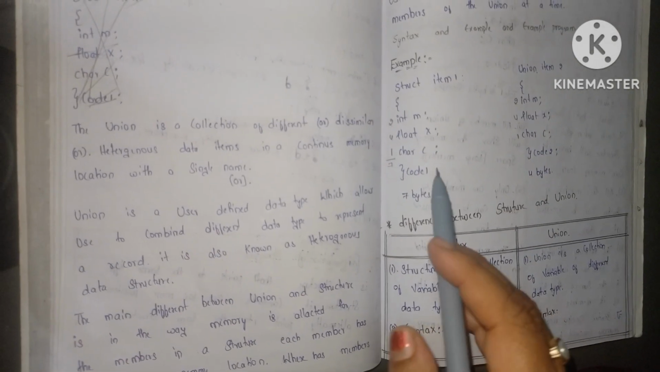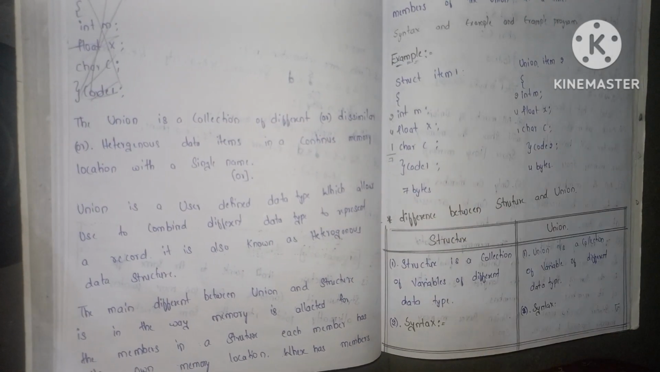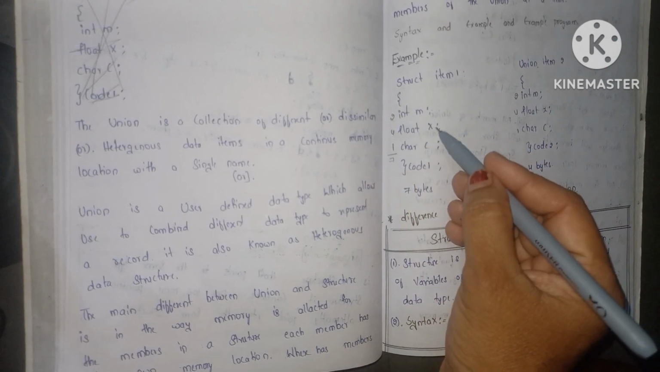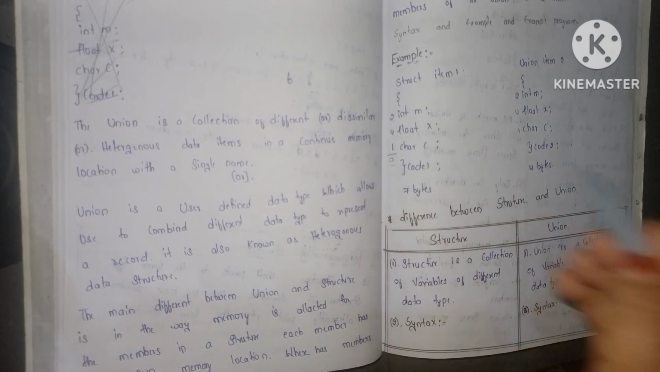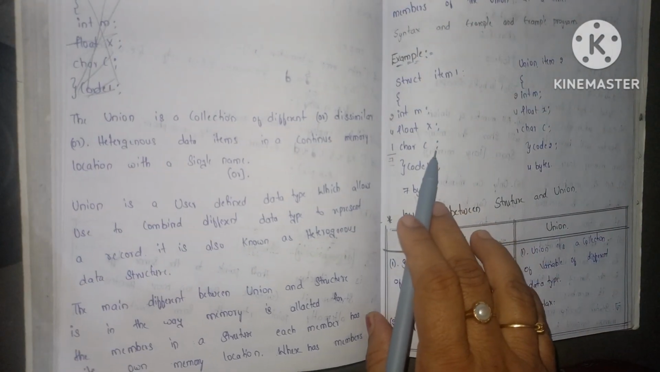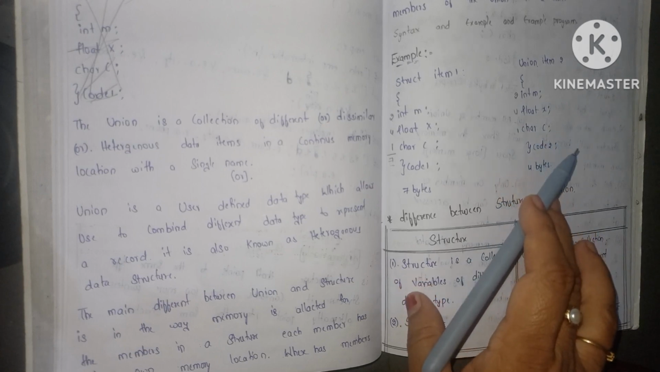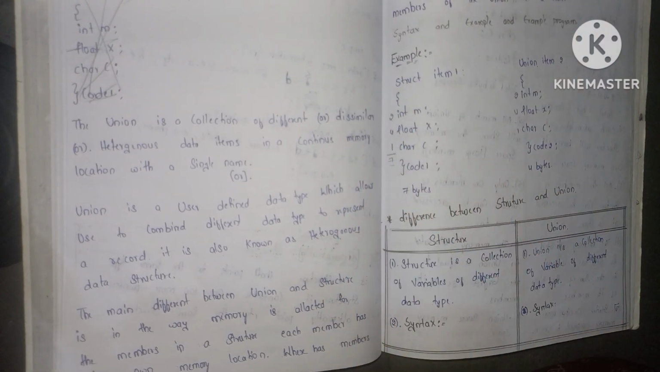So here, this is the difference. Here it occupies integer 2 bytes, float 4 bytes, character 1 byte. Totally 2 plus 4 plus 1, 7 bytes we need in a structure. But in the union, whichever member occupies more bytes of memory, that much memory only is allotted for the union. So in the union, there is 1 integer, 1 float, 1 character data type. Float occupies the most, so the total memory allotted for this union is only 4 bytes. In the structure it occupies 7 bytes. For union it occupies 4 bytes.